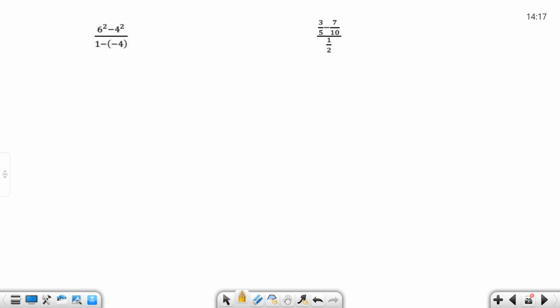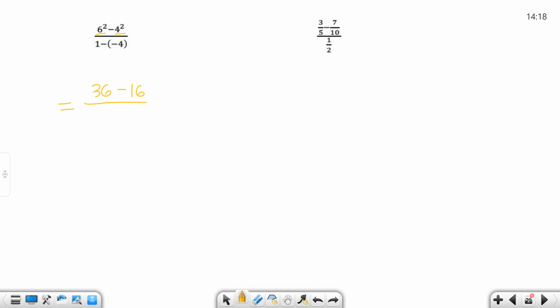Six squared minus 4 squared over 1 minus -4. So you look at this and go, how do I do PEMDAS on this? It's a fraction, so simplify the top, simplify the bottom, the numerator and denominator, and then simplify the whole thing. In the numerator, what are we going to do first? There are no parentheses there, they're understood to be around it, but inside there, it's exponents. So we do 6 squared and 4 squared. That's 36 minus 16.